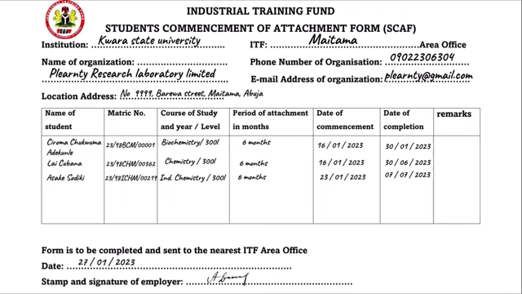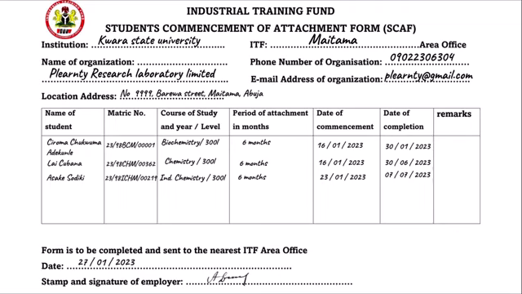Remember, we said this scarf form is to be submitted to the nearest ITF area office to your place of attachment. So the information you are going to be filling here is the name of institution, the name of organization that you are attached to, the location of that organization, the ITF area office that is nearest to that organization, the phone number of the organization, and the email address of the organization. So after filling all of that, you can proceed to fill in the main part, which is the table you have just below it. So we have the name of students.